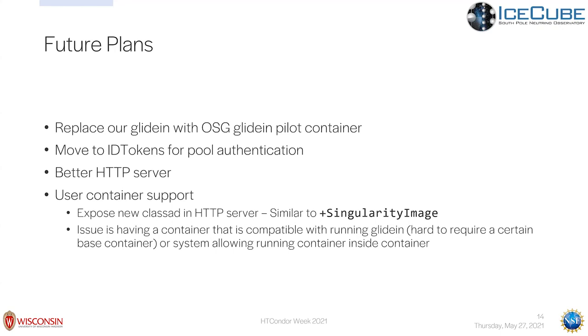And the big one for us is user container support. So Condor already has this to first order, where you define a Singularity image and what you want to execute in that image, but we haven't exposed that in our HTTP server yet. There has been a compatibility issue where you're running a Glidein, so it's hard to require a certain base container. We need to be sure that we can run HTCondor inside this container, and running containers inside containers is a thing that we're running into. So we need to really think about a solution there.